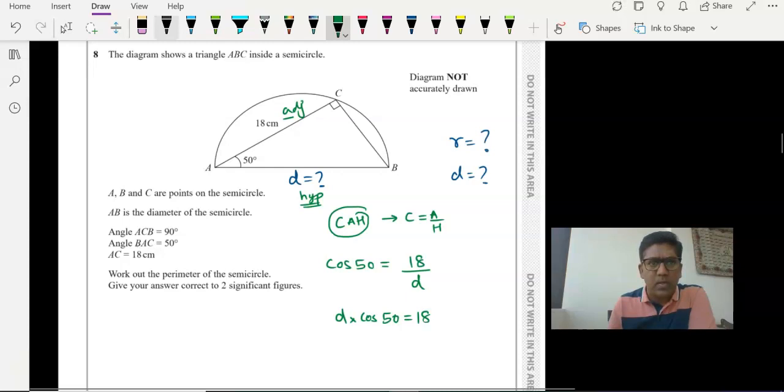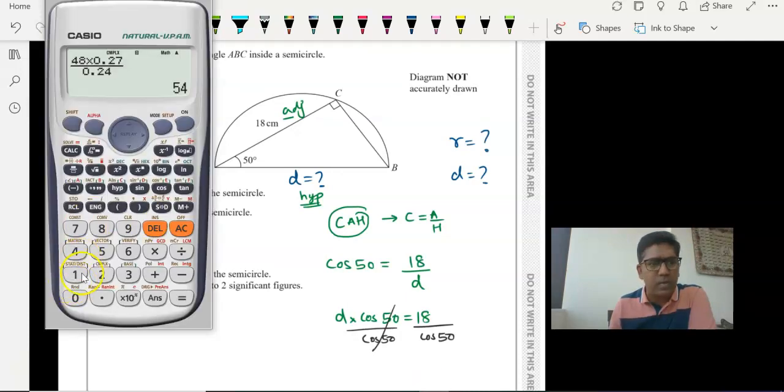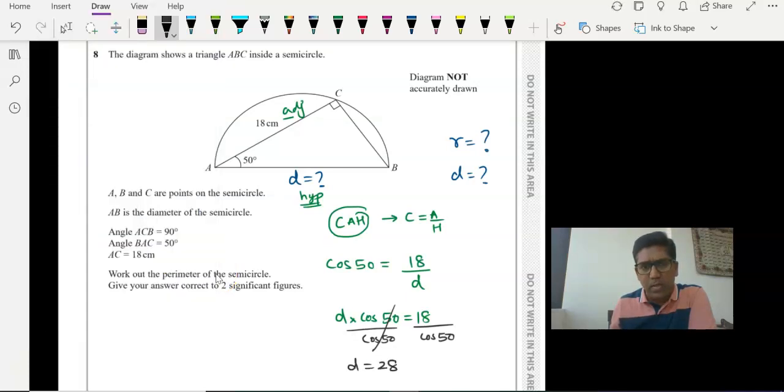Divide both sides by cosine 50. This will cancel out. Let's put this in the calculator. 18 over cosine 50 gives you 28.00. So we can take d equal to 28. Unit is centimeter. So if the diameter is 28, the radius will be exactly half, that is 14 centimeter.